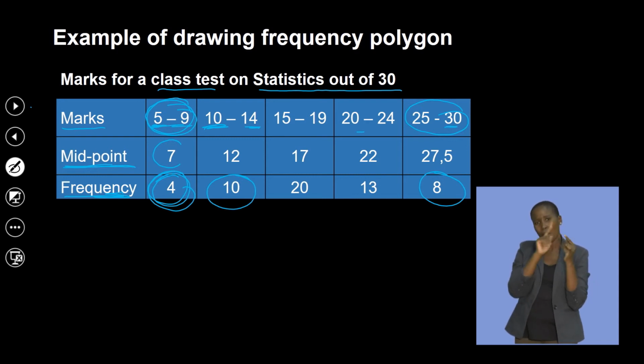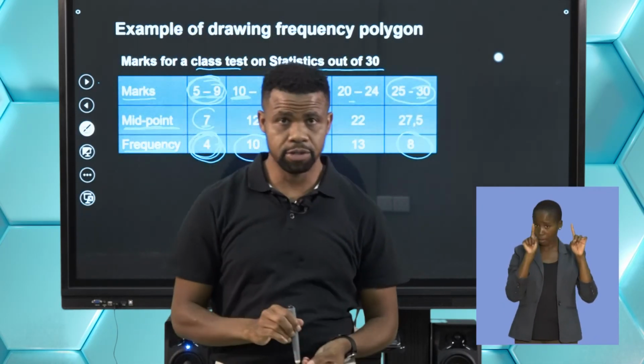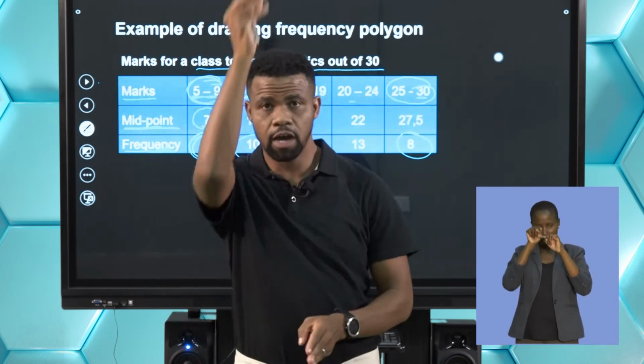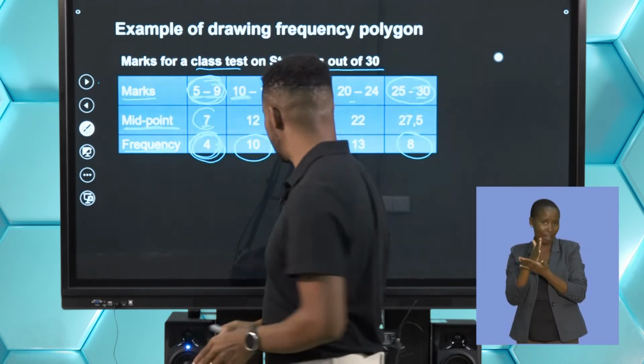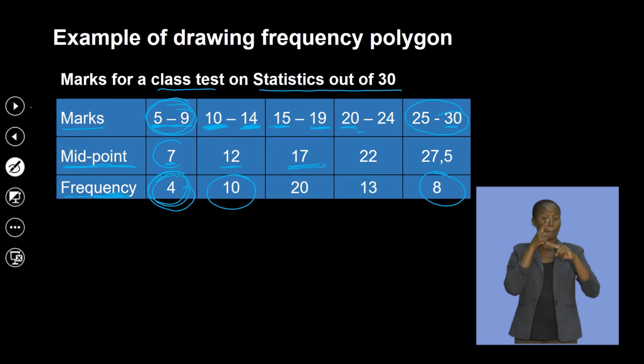So to draw the frequency polygon, we have to find the midpoint of the class interval. So the midpoint for 5 plus 9 divided by 2 gave us 7. That's how we found the midpoint. We add the boundaries, that number plus that number, divided by 2, to find halfway of the class interval. The midpoint of 10 and 14 is 10 plus 14 divided by 2, which gives us 12. Similarly, 15 plus 19 divided by 2 gives 17, and 20 plus 24 divided by 2 gives 22, and so on.